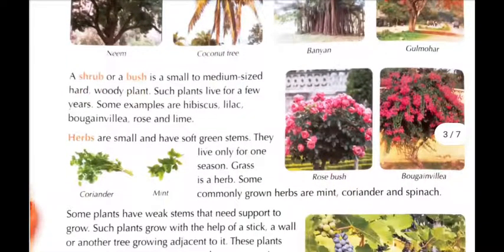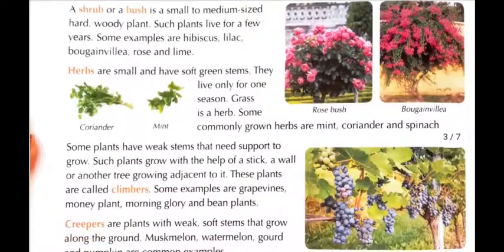Herbs are small and have soft green stems. They live only for one season. Grass is a herb. Some commonly grown herbs are mint, coriander and spinach. Okay, so students, small and weak plants are called herbs. They have soft and green stems. Okay, they live a few months only. So some common examples of herbs are tulsi, mint, coriander, spinach, etc. Okay, now move on to the next paragraph.